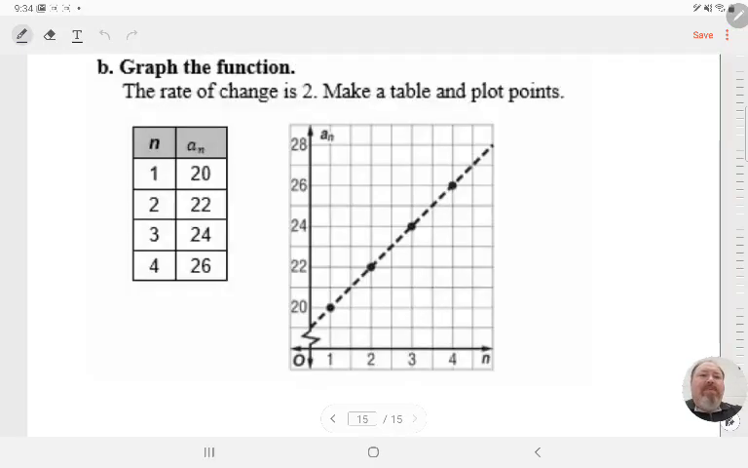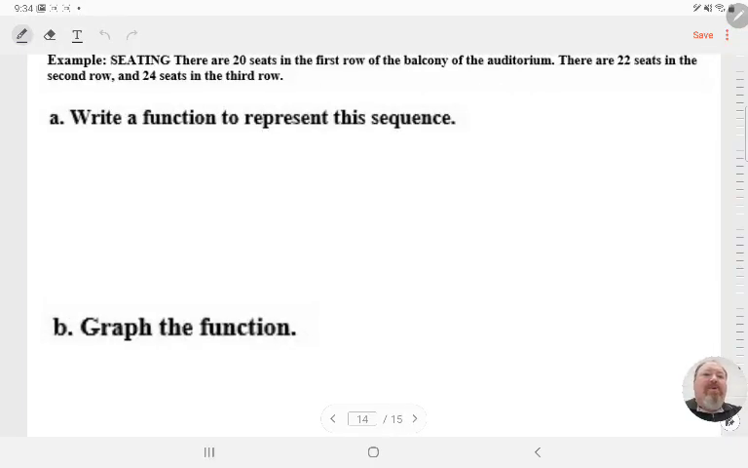So this last part, you are to try your own and see how you do. There are 20 seats in the first row of the balcony of the auditorium. There are 22 seats in the second row, 24 in the third row, okay? So you should write a function to represent this sequence and then graph the function. Take a second and then come back and see how you did.